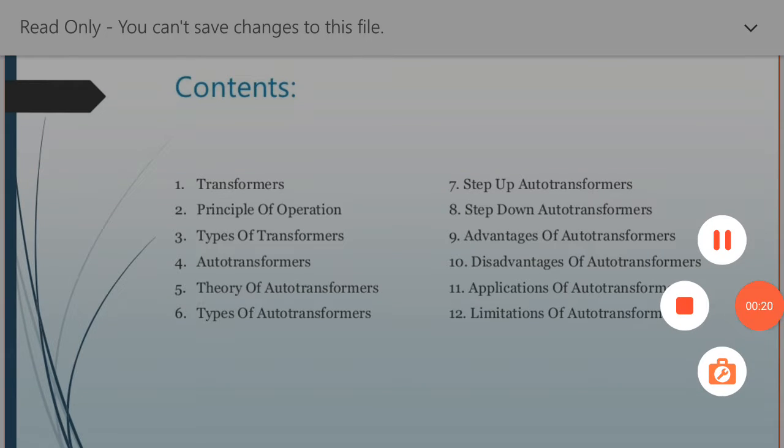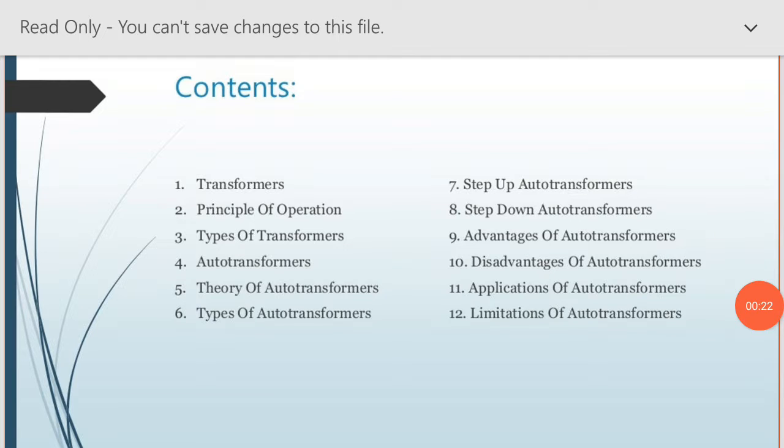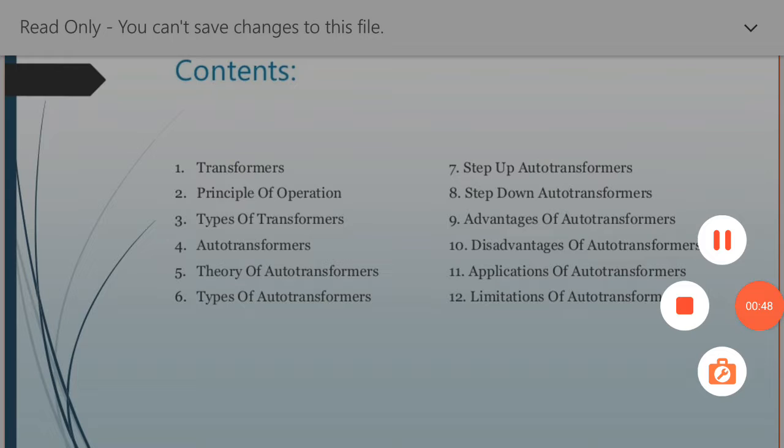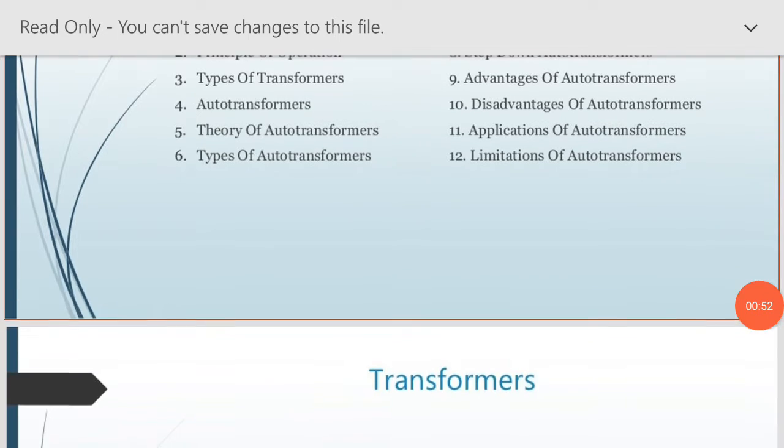The contents are: first, transformer; second, principle of operation; third, types of transformer; fourth, auto transformer; fifth, theory of auto transformers; sixth, types of auto transformers; seventh, step up transformers; eighth, step down transformers; ninth, advantages of auto transformers; tenth, disadvantages of auto transformer; eleventh, applications of auto transformer; twelfth, limitations of auto transformer.